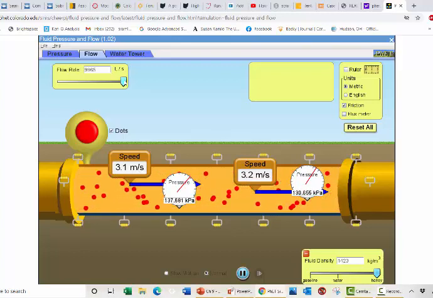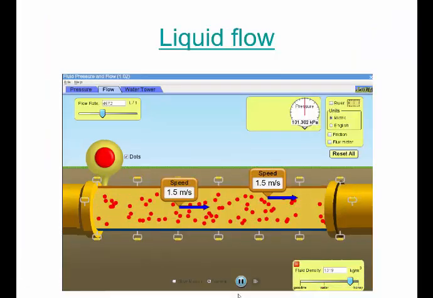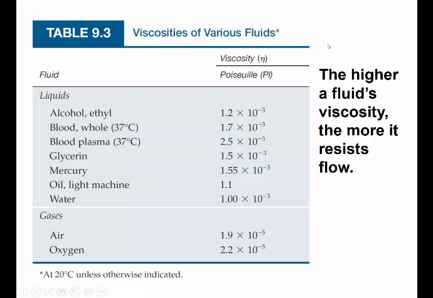So this is basically what I wanted to show you as far as that kind of relationship, which ties right into what we are talking about when we talk about liquid flow and viscosities. Here we have our fluid, and then we have our viscosity. The higher the fluid's viscosity, the more it resists flow, so it's harder to make it move. It has more resistance, and that's viscosity.